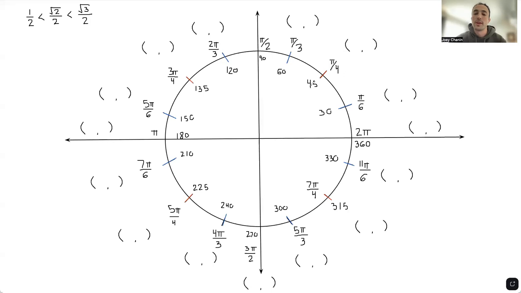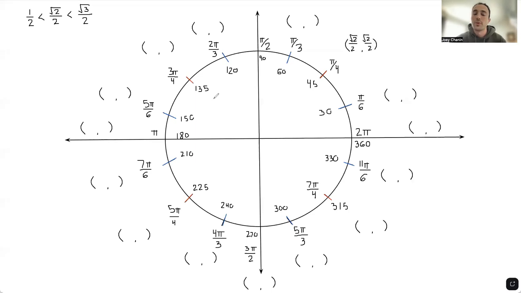Similarly, when we're filling in our coordinate points, we want to think of breaking up our tick marks in that same fashion. I always like to start with the pi over 4s first. Pi over 4 is easy because this one's always just root 2 over 2, and then we just change the signs based on what quadrant we're in. So for pi over 4, we have root 2 over 2, comma, root 2 over 2.